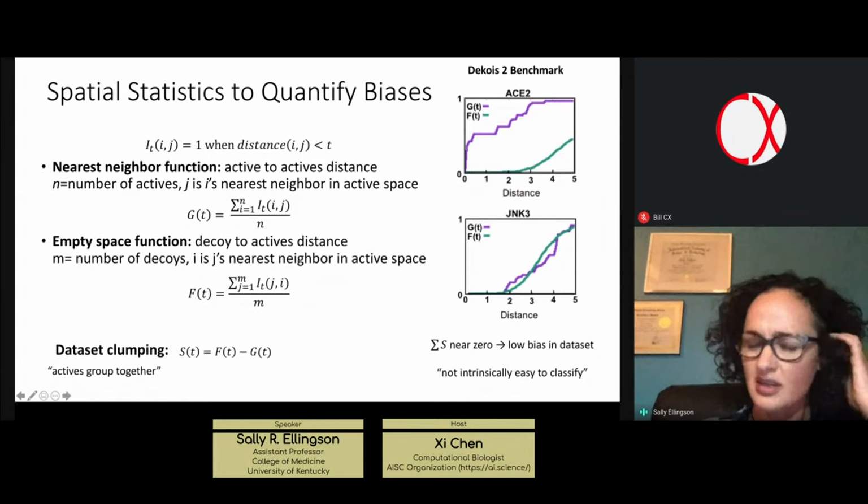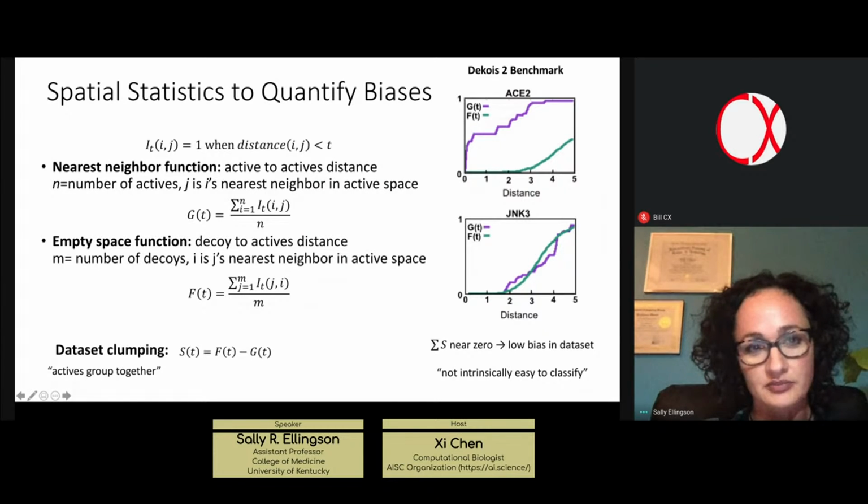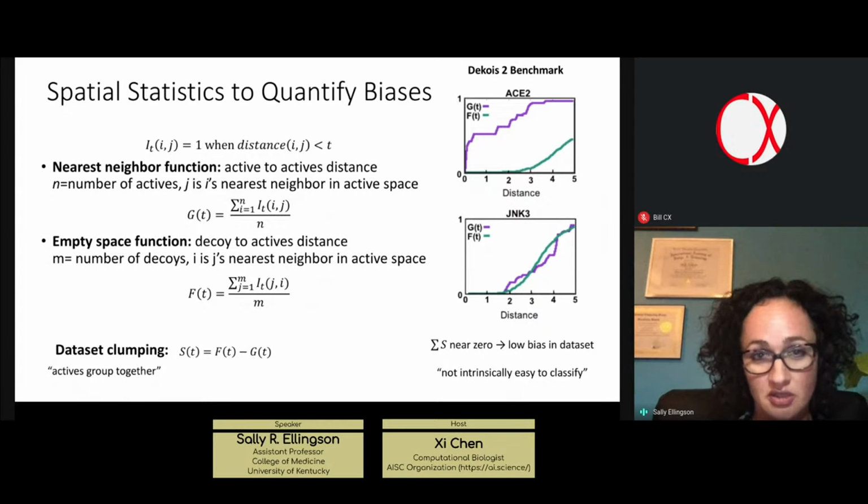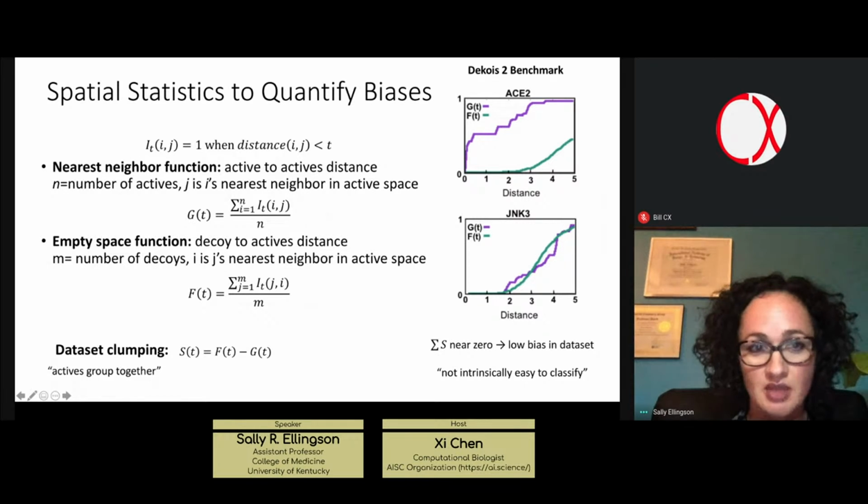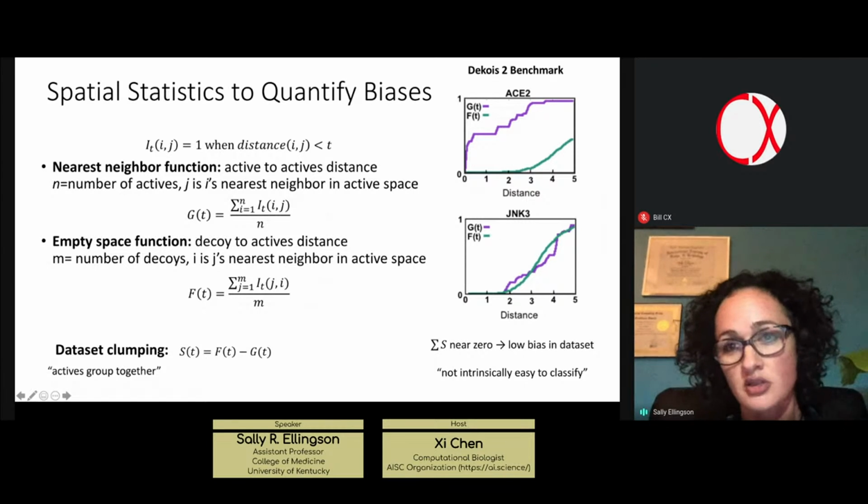The way that these metrics work is that there's a function I where, when the distance between two compounds, based off of this feature vector and the Euclidean distance, is within some threshold, it's 1. And if it's not, then it's 0. And then there's a nearest neighbor function, which is this g, and this is the active to active distance. So it's the portion of the actives in the data set that are close to each other. Here's an example that comes from a real benchmark data set.